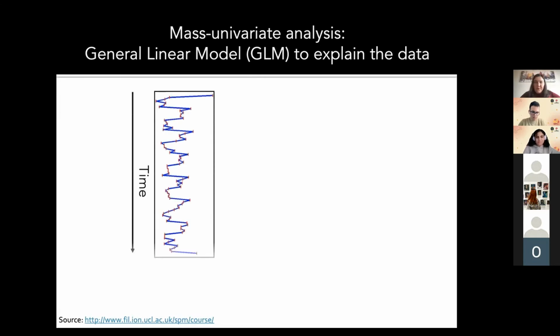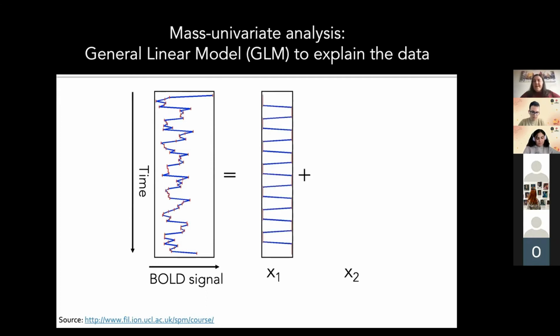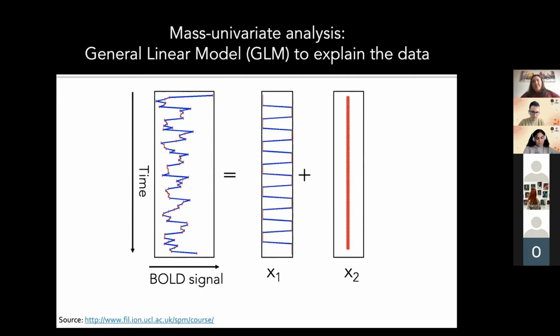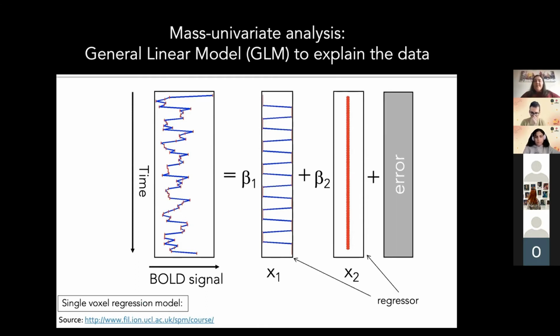How does that work? Let's say that we have our bold signal, right? And then we have our conditions in our experiment. So for example, maybe we have two conditions, listening versus rest. What we do is specify our conditions, for example, listening and rest, as regressors in a linear regression model, plus some error term, and we try to predict our bold response. And we do this general linear modeling at each voxel, okay?